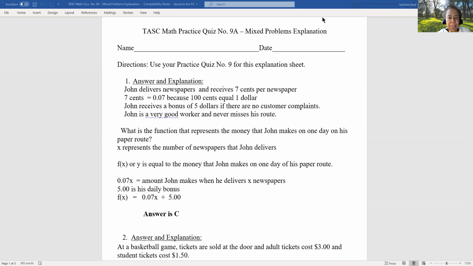Hello, we will be looking at our worksheet quiz number 9A, which will have the first 10 problems, and we'll do the next 10 in a second video. I will give you an explanation of the problems, and then I'll probably give you another worksheet just to see how you do if you understand what we are going over today.